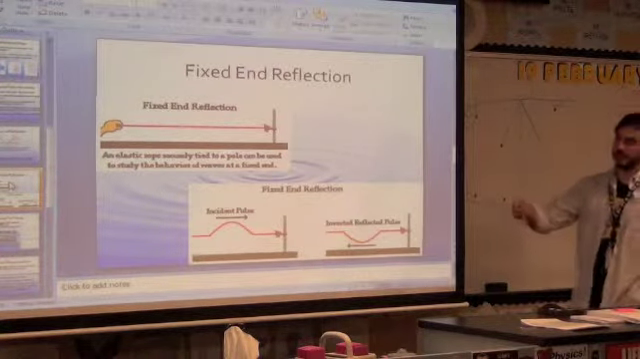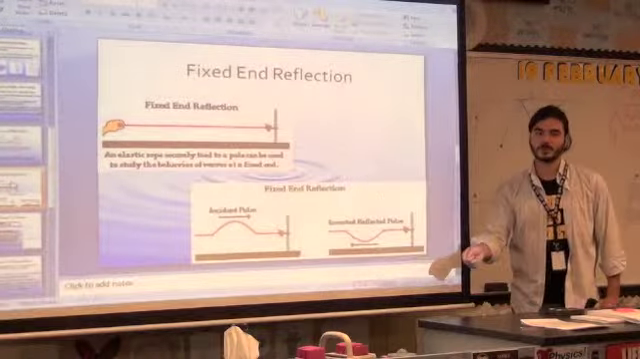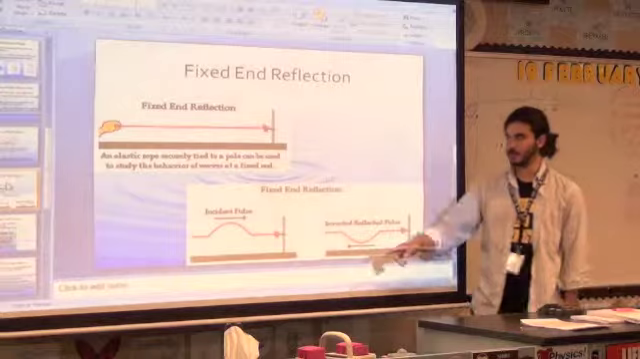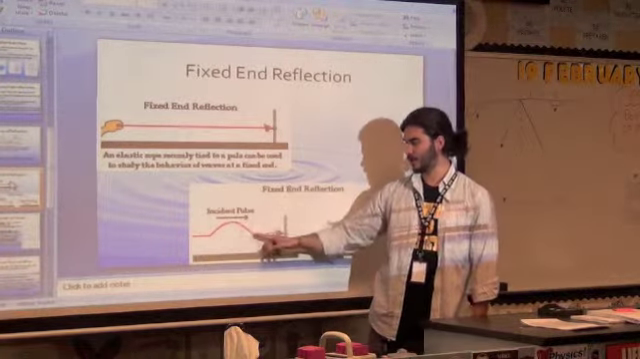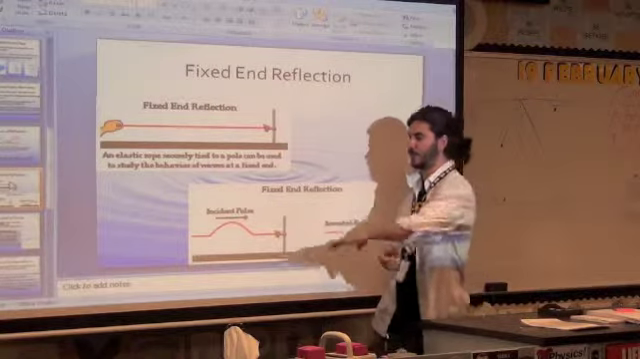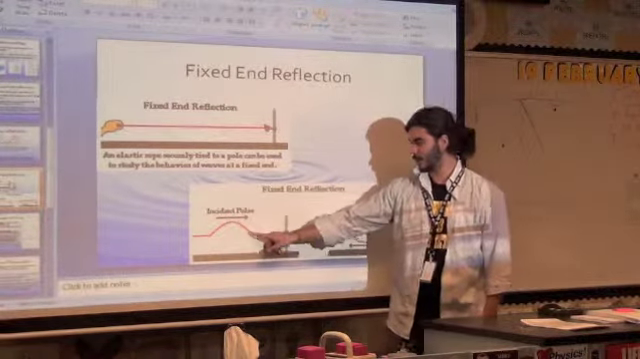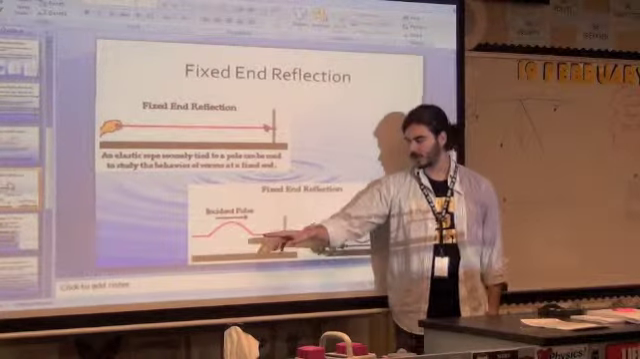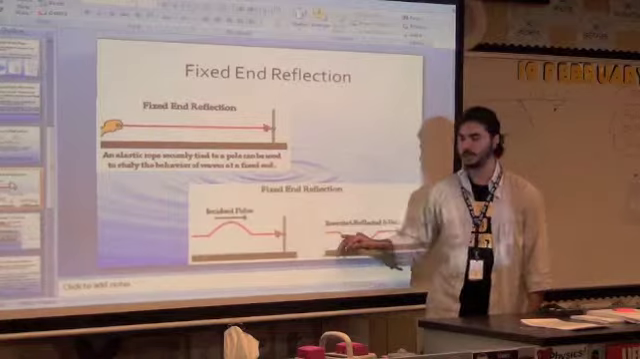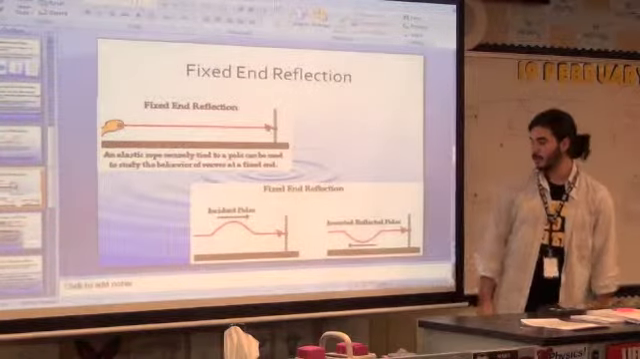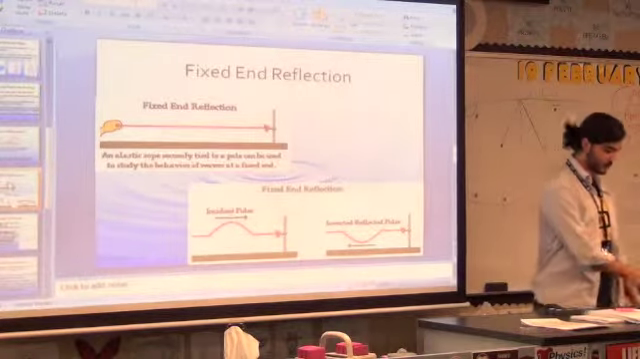The situation here is pretty much, this is like a bungee cord, and you have it tied to a post over there. If you flick the bungee cord such that an incident pulse is going up above the plane of your bungee, when the wave travels along and hits the fixed end here, the reflection is going to be down below the plane of your bungee. It's pretty self-explanatory.